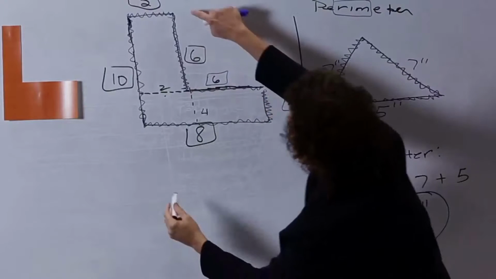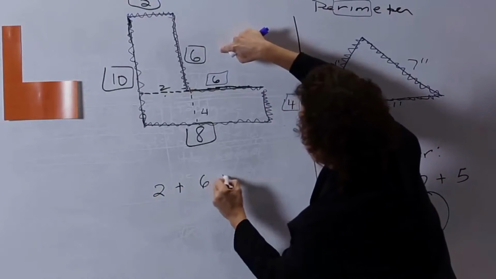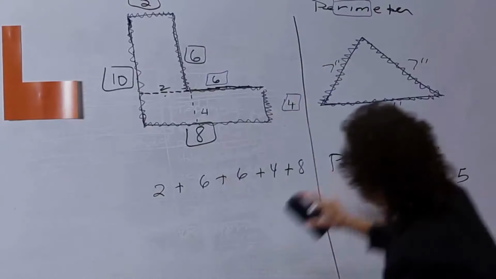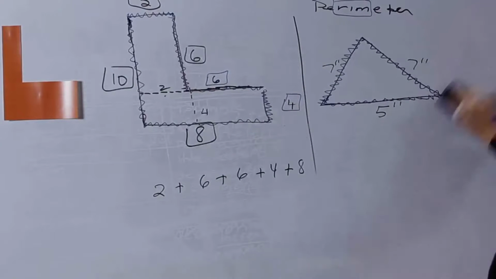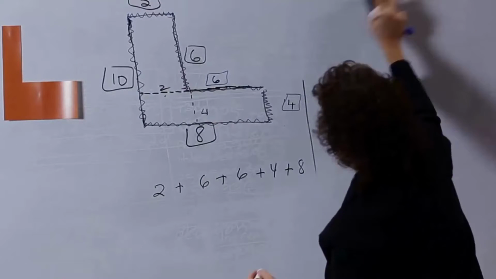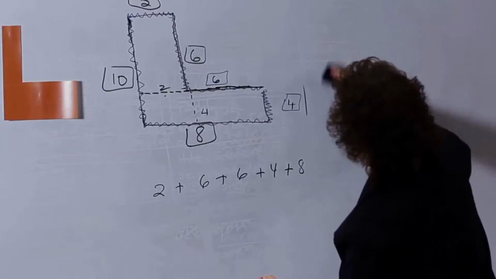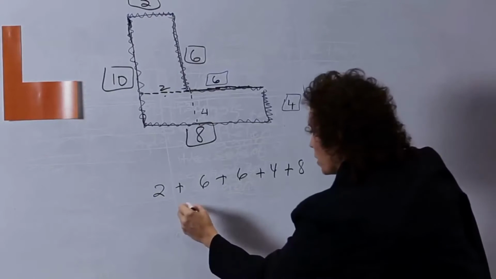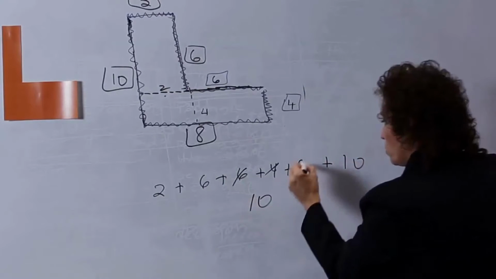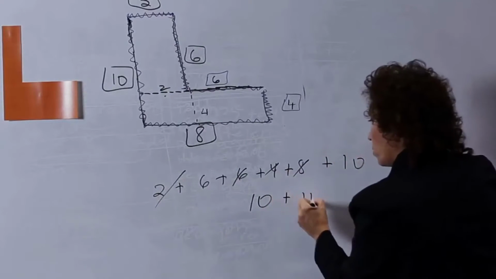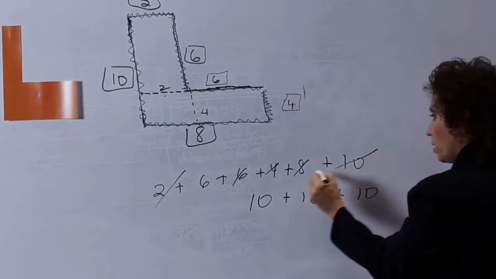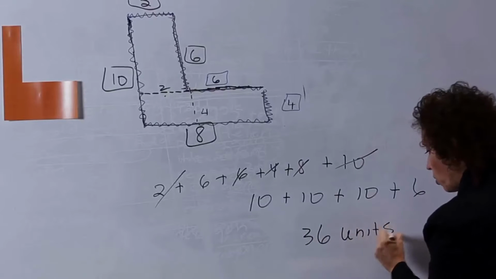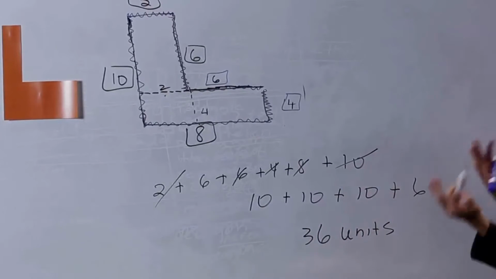We add that up. 2 plus 6 plus 6 plus 4 plus 8. You know what's going to happen, don't you? I'm going to run out of room here. Okay, plus 10. And we have 6 plus 4 is 10 if you want to do that. 8 plus 2 is 10 if you want to do that. We have that 10. We have that 6. So we have 36 units, whatever the units are, inches, centimeters, feet, whatever it is.